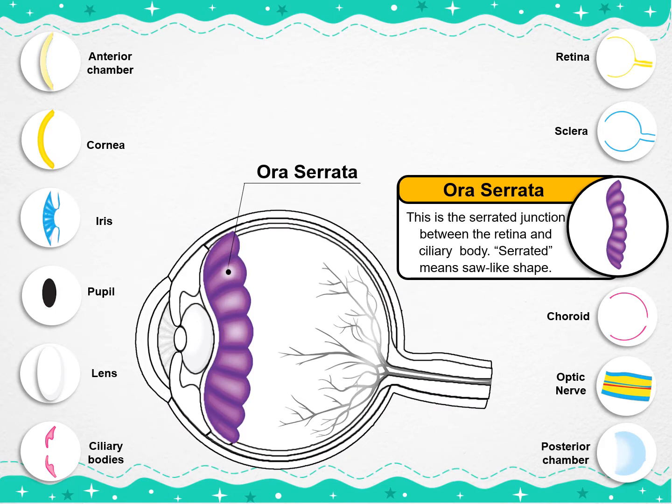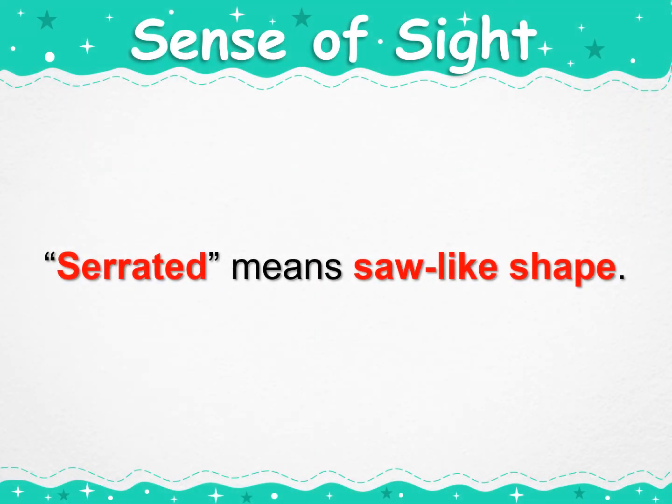Ora serrata. This is the serrated junction between the retina and ciliary body. Serrated means saw-like shape.